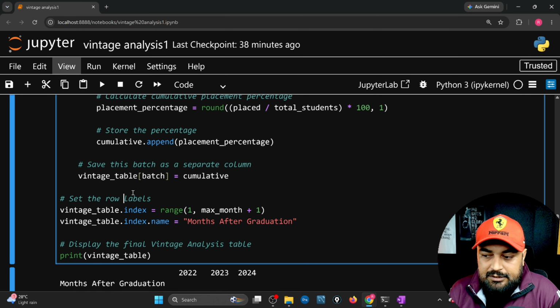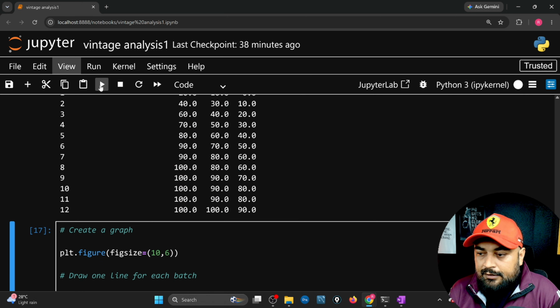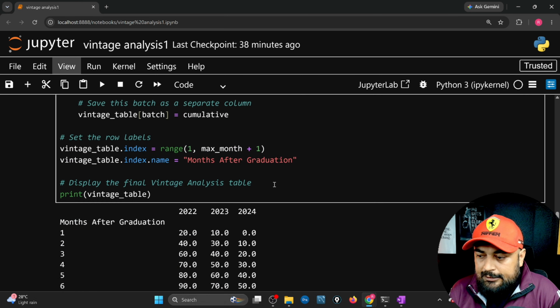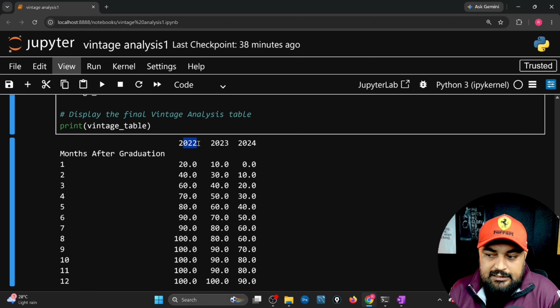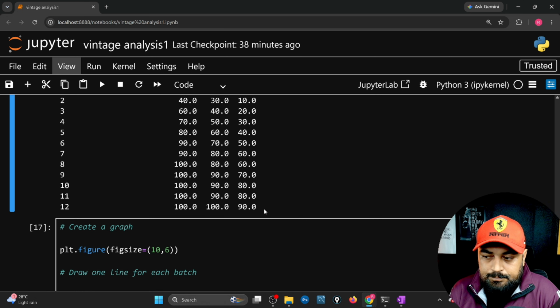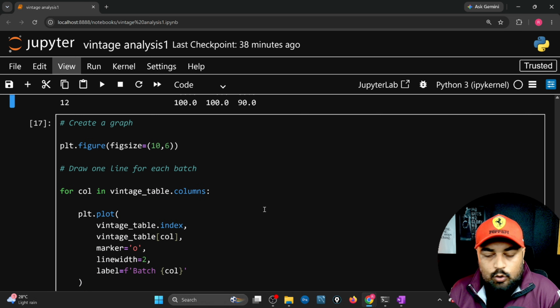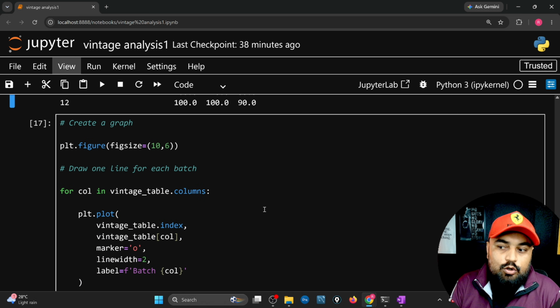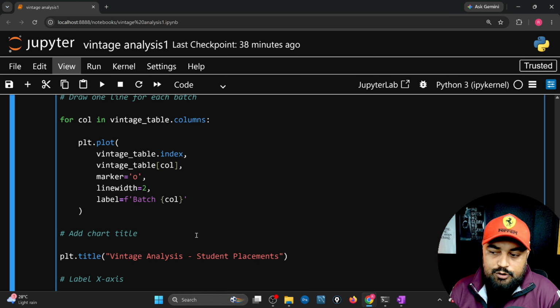And then I will just print this. Now I click anywhere in the cell and run this. So you can see that for each year there is a cohort. How many students got placed in the first month, how many in the second month, you can see that. Now I have the data, I have the cohorts ready. Now I'll simply plot it using the plot function. So I'll just run this.